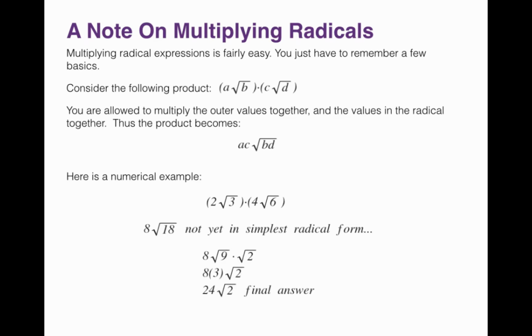Now the laws of algebra, or the rules of algebra, say that 8 square root of 18 can be written as 8 square root of 9 times the square root of 2. Well, the square root of 9 is easy. That's 3. 8 times 3 is 24. And so 24 square root of 2 would be simplest radical form.